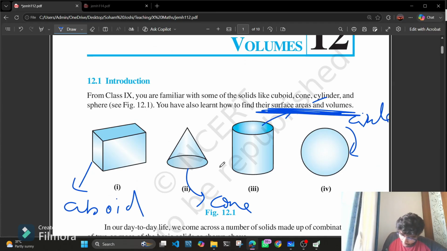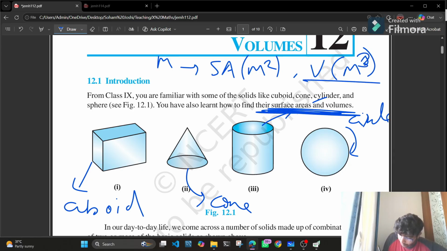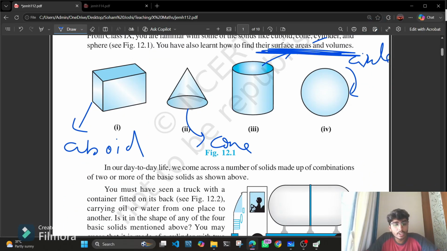And you know that if my dimensions are in meters, then the unit of surface area is meter square and the unit of volume is meter cube. Okay. I hope that is clear. We'll quickly revise the formulas for the surface areas and the volumes of all the shapes. So let's start. I'll write the volume over here.